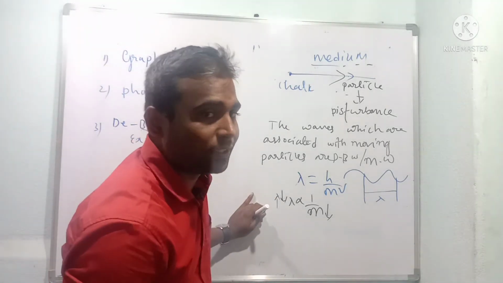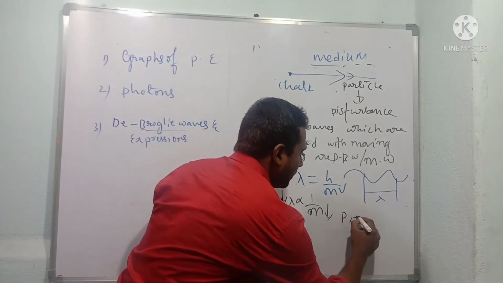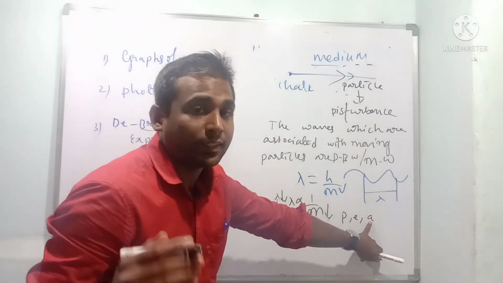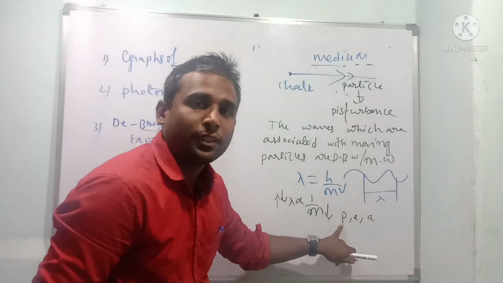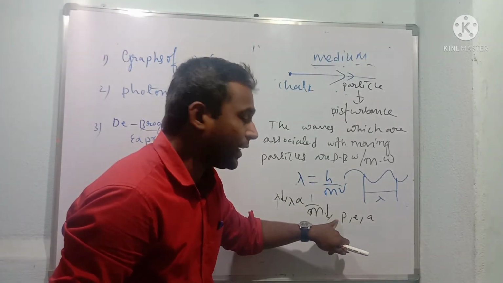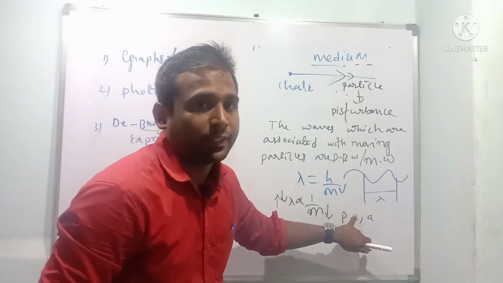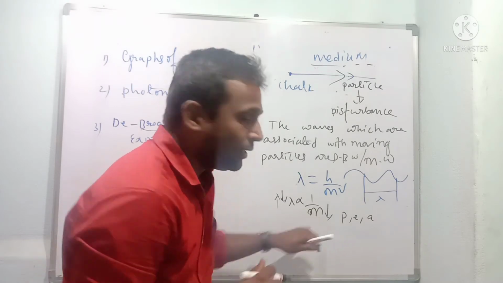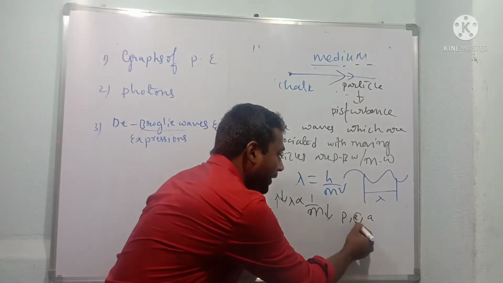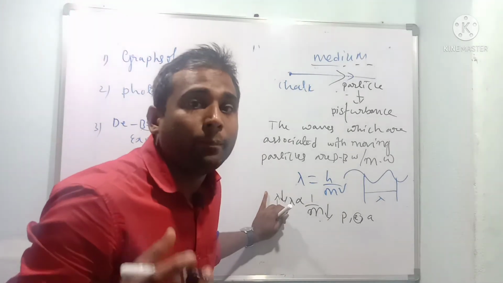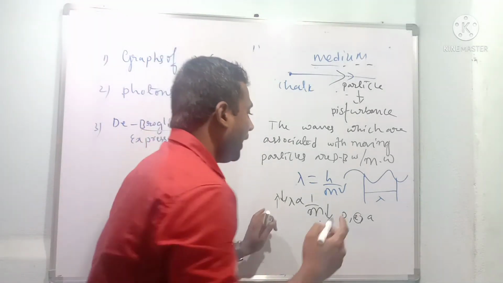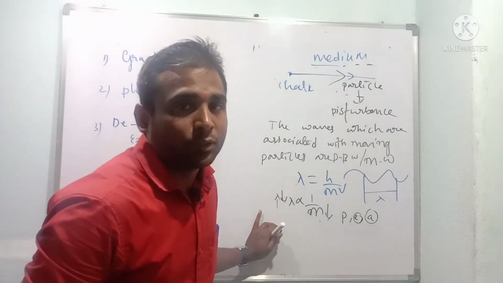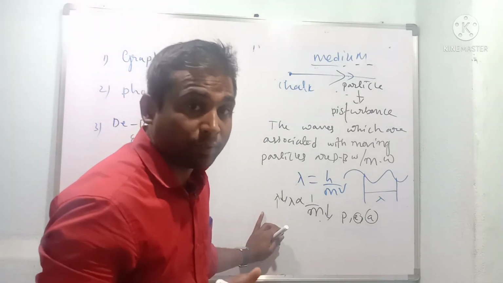Once they ask in the CET, you consider protons, electrons and alpha particles. You know, alpha particles are the largest particles, protons are the second largest, and electrons are the smallest. Lambda is inversely proportional to mass. Electrons have less mass, so they have maximum de Broglie wavelength. Alpha particles have large mass, so they will have a small wavelength. Very important, students, you should remember this.